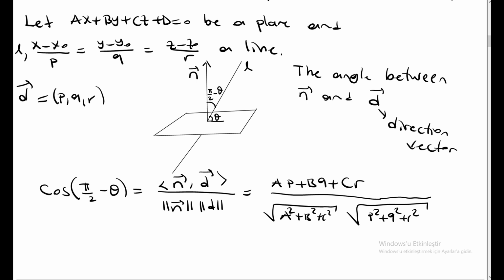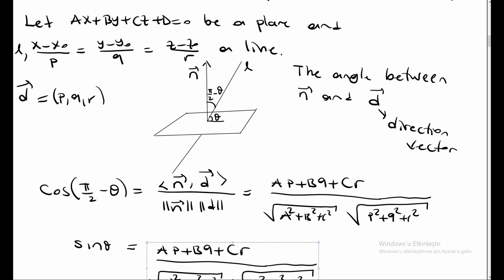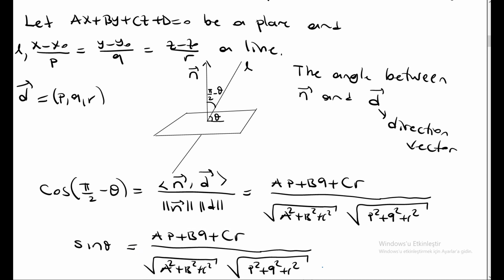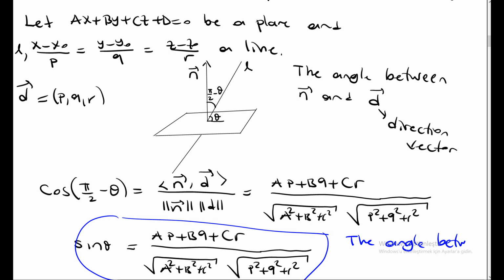Of course, we know that sine of theta will be, so you have this one. So this is the angle between the plane and the line.